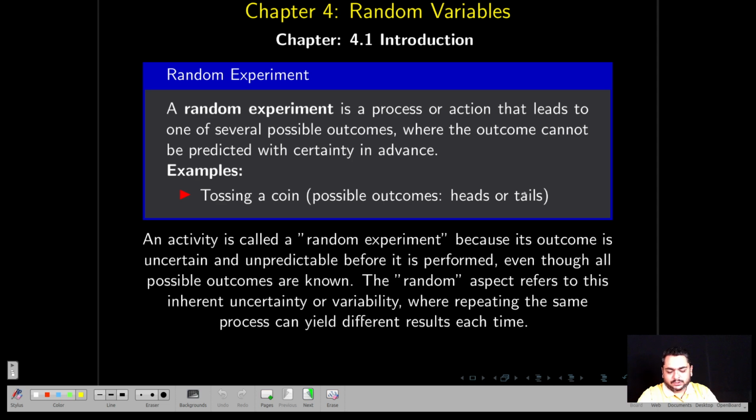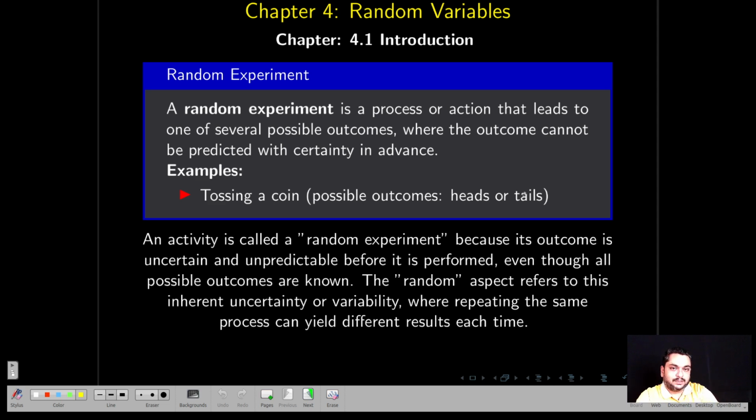Even though I know the outcomes, for example, tossing a coin, I know there are two possible outcomes, heads or tails. But till I perform that experiment and get the result, I am not sure whether it will be a head or a tail. That is the random aspect here. I don't know whether I will get a head or a tail. So randomly I can get a head or a tail. That is why we call it a random experiment.